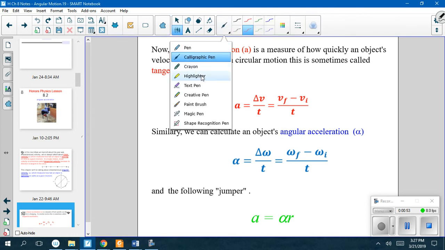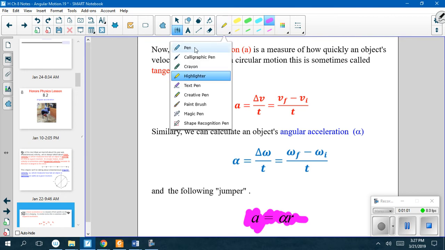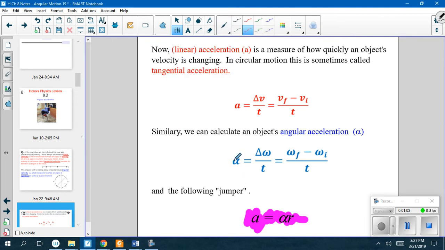However, we have a nice jumper equation that allows us to go between the two, between linear and angular. And I realize that this, well, I'm very close to this when it's typed out, but this is actually the Greek letter alpha, which kind of looks like a fish. This is our symbol for angular acceleration, so that's our variable.